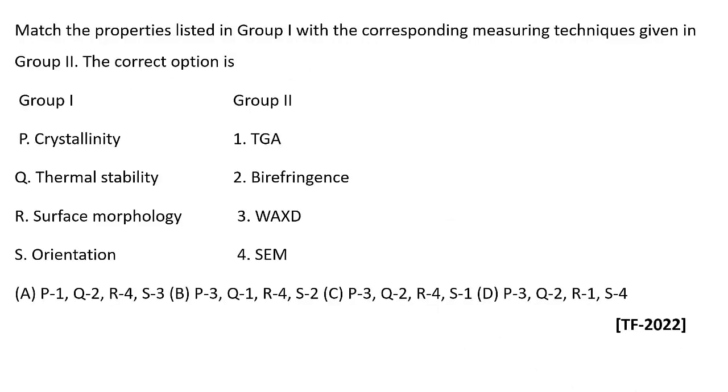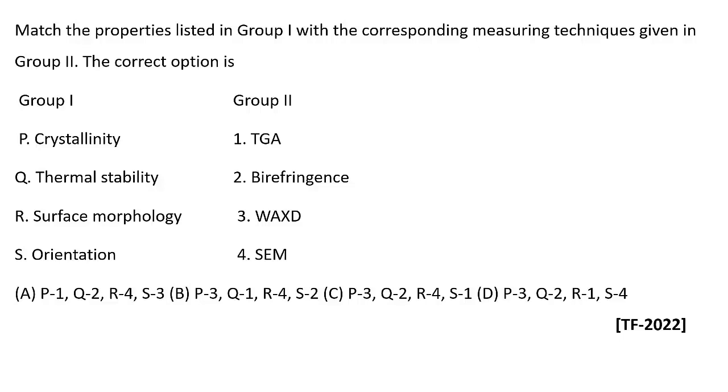In this question it is written: match the properties listed in group 1 with the corresponding measurement techniques given in group 2. The correct option is... There are 4 options listed in group 1 and 4 options listed in group 2. You have to match them correctly based upon their functions and their role. So it is a 2 mark matching question. This is a very simple question if you know the basic functions: what SEM measures, what wide angle X-ray diffraction measures, what is the role of birefringence. So talking about P, crystallinity.